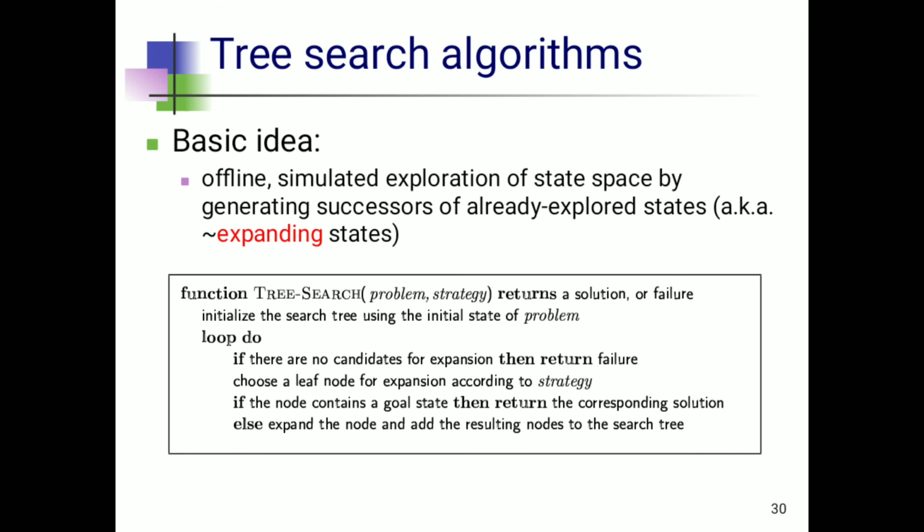If the node contains a goal state, then return the corresponding solution. So whenever we are exploring the nodes one by one, we always have to check whether this node is a goal node or not. If we reach the goal node, then we have to return that node as the corresponding solution. Else we have to expand the node and add the resulting nodes to the search tree. So we have to continuously append to the search tree.